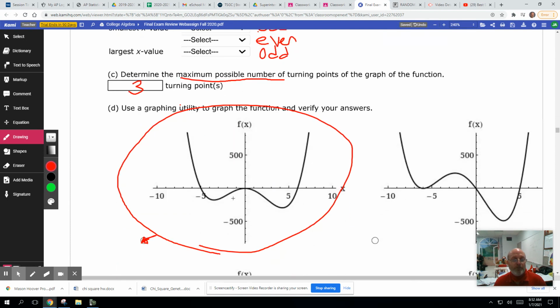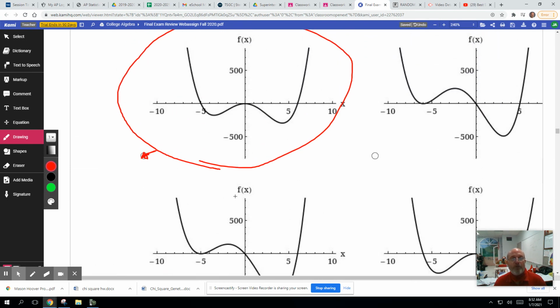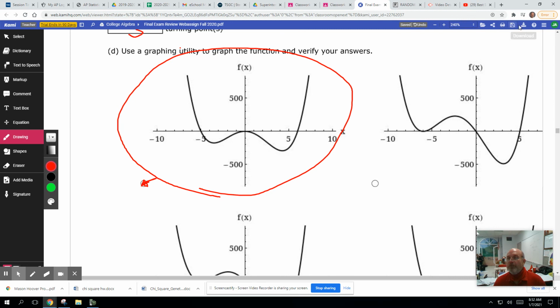That's problem number, let's see, make sure there's no more. That's problem number 24 on your final exam review. Pretty painless, right?